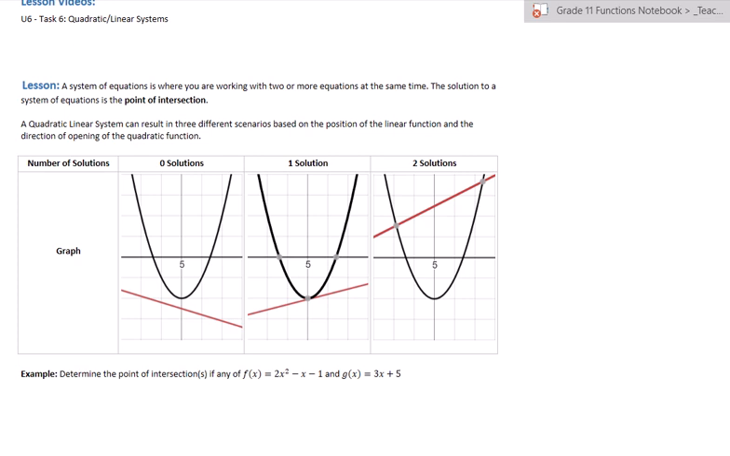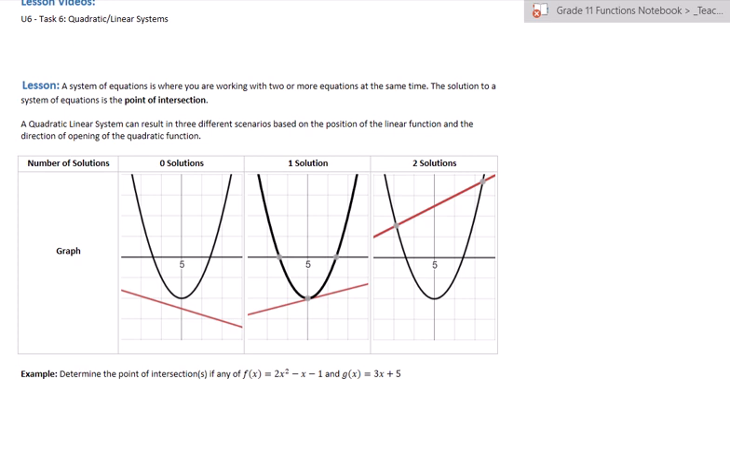And then finally, you can have two solutions where the linear function and the quadratic function do cross each other twice. In this case, the linear function has a positive slope. It crosses the parabola here, and then further up along the way, it has another intersection. So that's two solutions. Now, graphically it is very easy to tell, but we can also check algebraically.